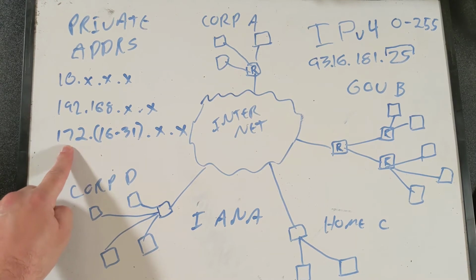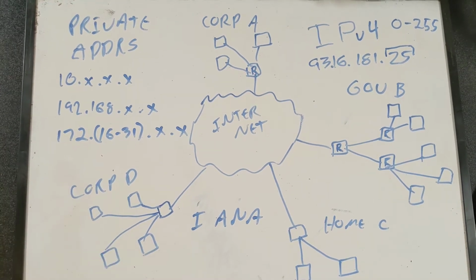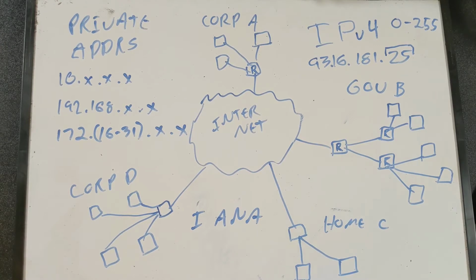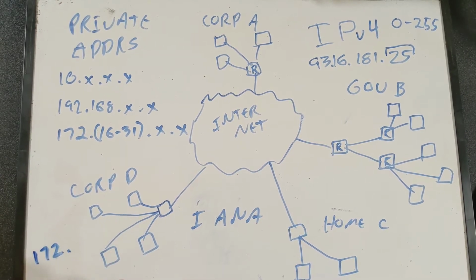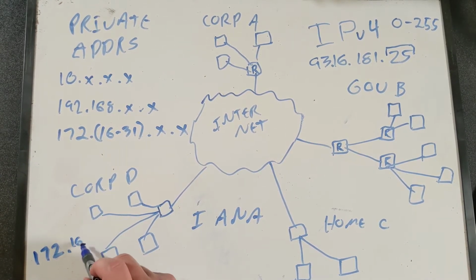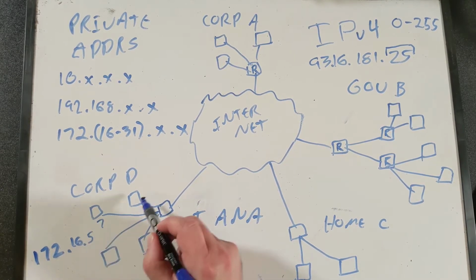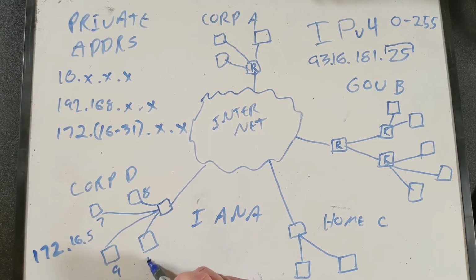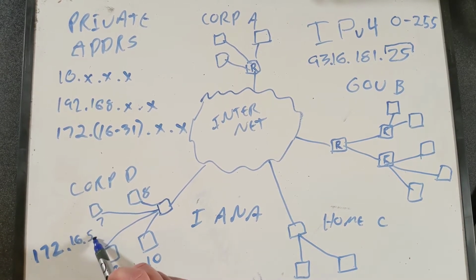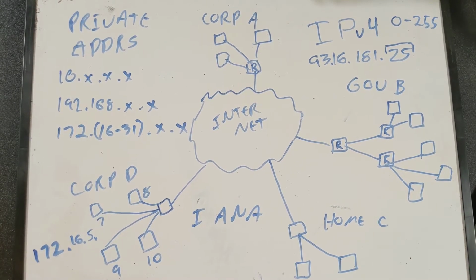If you have private addresses on your network, let's go ahead and say that Corporation D here assigns all their computers addresses out of the 172.16.5, and then this last digit is 7, 8, 9, and 10. In that case, this machine's address is going to be 172.16.5.9. So that machine has a private address. It is on a private network.